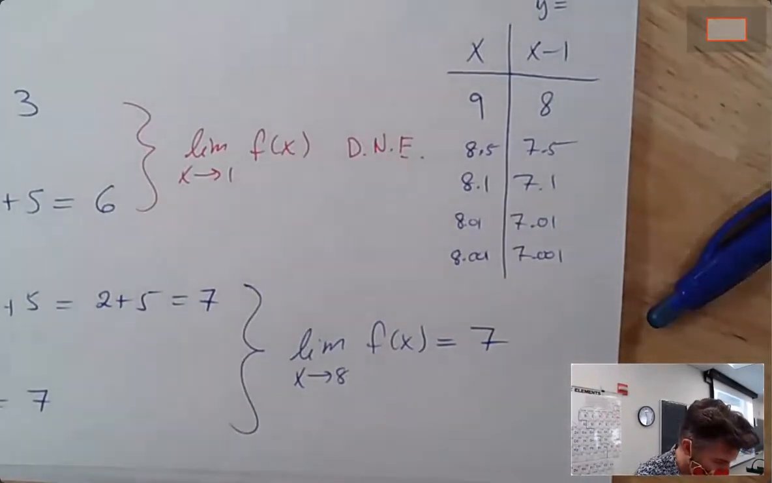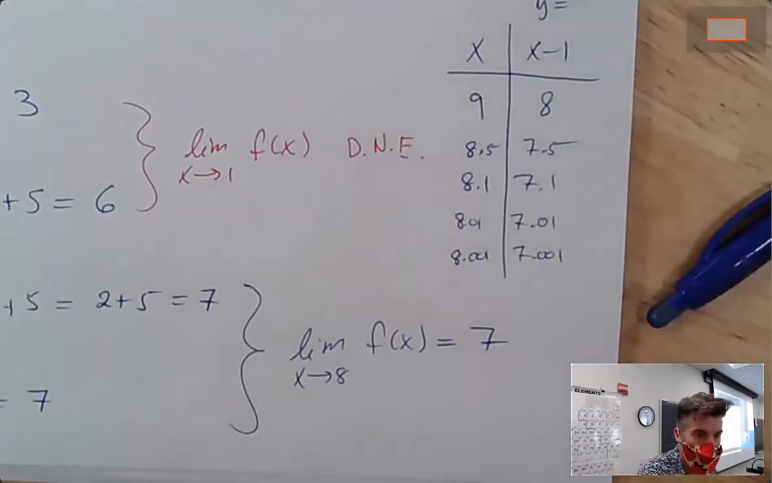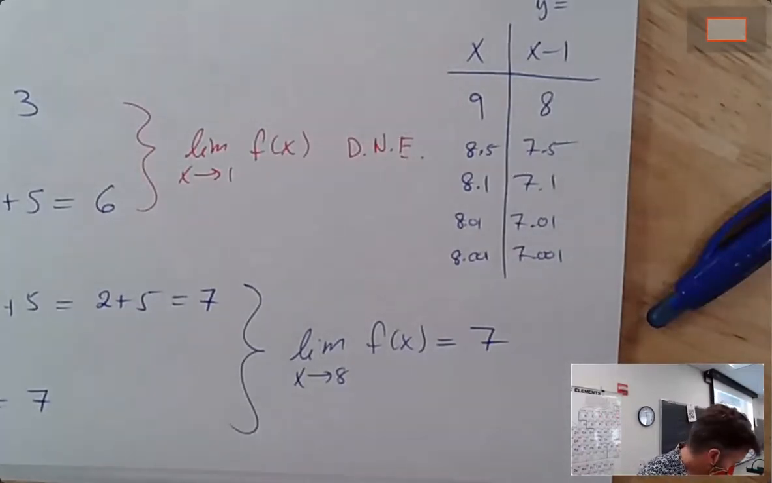And then we had the cube root, which I'll write as x to the 1/3 plus 5. And that's when x was bigger than or equal to 1, less than or equal to 8.